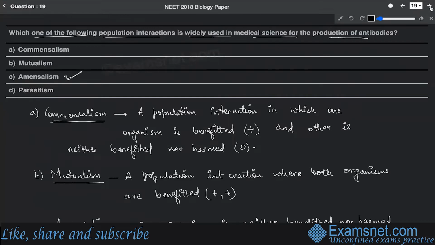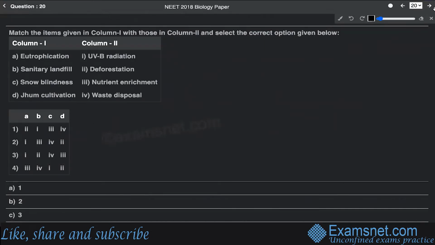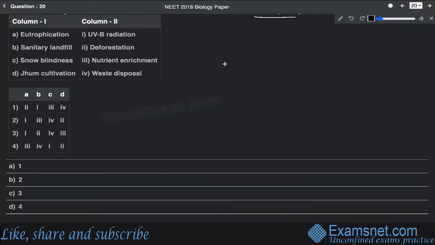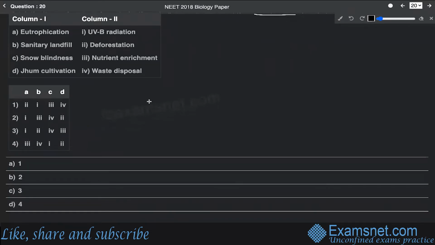Now, question number 20. Question number 20 says that you have to match the given items in column 1 with those of column 2 and select the correct option given below. So this is a match-the-column kind of question. Let us take a look at the different options. The first is eutrophication.